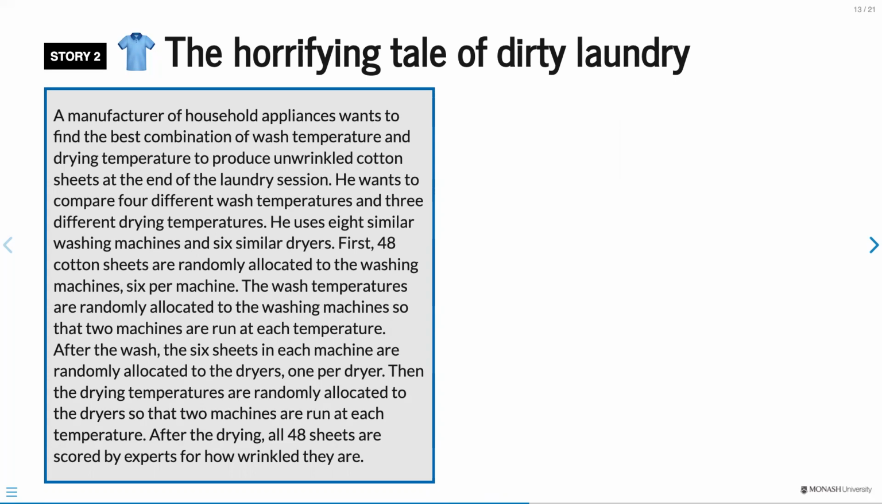First, 48 cotton sheets are randomly allocated to the washing machines, 6 per machine. The wash temperatures are randomly allocated to the washing machines so that 2 machines are run at each temperature. After the wash, the 6 sheets in each machine are randomly allocated to dryers, 1 per dryer. Then the drying temperatures are randomly allocated to the dryers so that 2 dryers are run at each temperature. After the drying, all 48 sheets are scored by experts for how wrinkled they are.